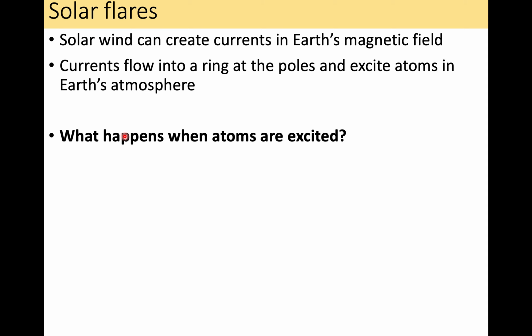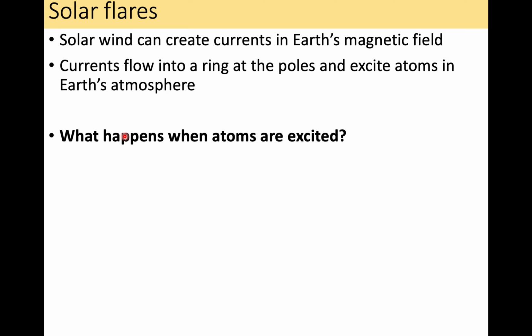So what happens is the solar wind is carrying these high energy particles. If they reach Earth, the high energy particles will actually enter our atmosphere through our magnetic field and create a current within our atmosphere. So the current will flow in at the poles, and it's going to excite atoms in our atmosphere.